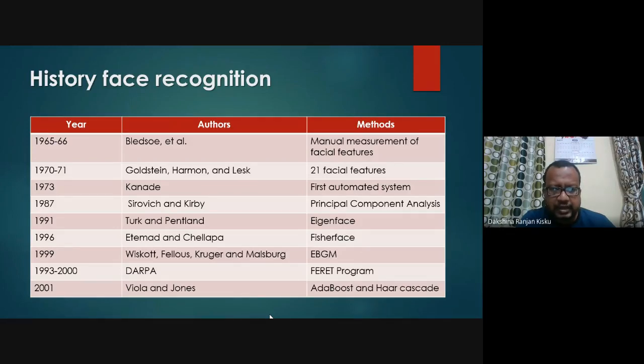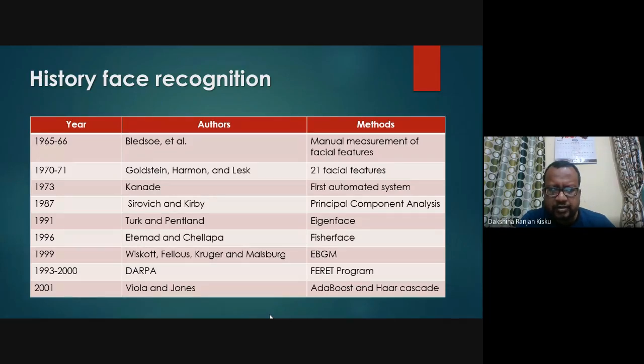Okay, then Goldstein came with another set of facial features, 21 facial features, in the year 1970. And then based on these facial features, Kanade introduced the first automated face recognition system in the year 1973. And then in 1987, Sirovich and Kirby introduced principal component analysis. And then in 1991, Turk and Pentland used this principal component analysis to create eigenfaces. Now this eigenface is then used for face recognition.